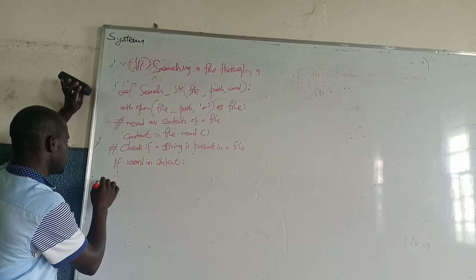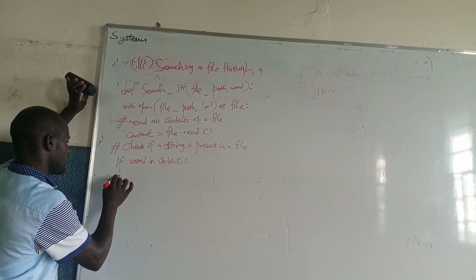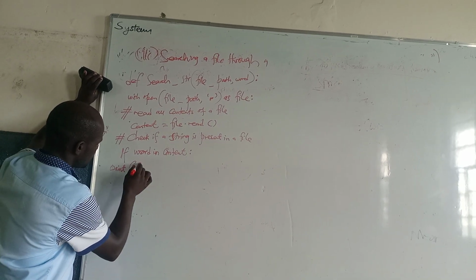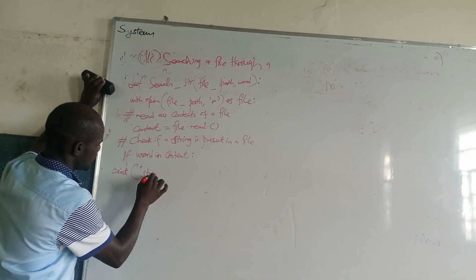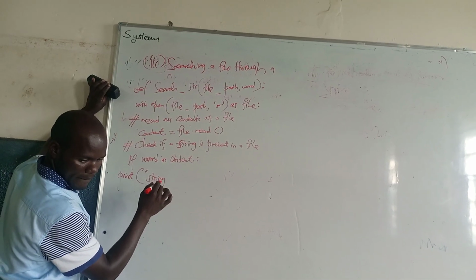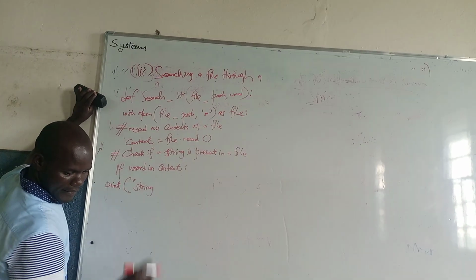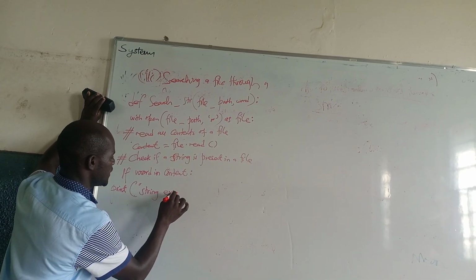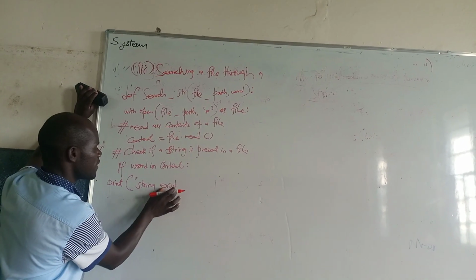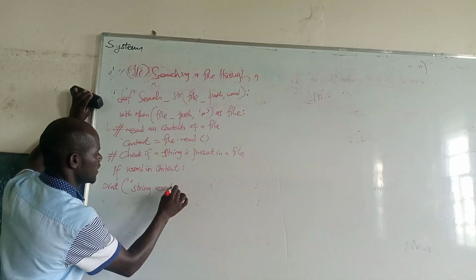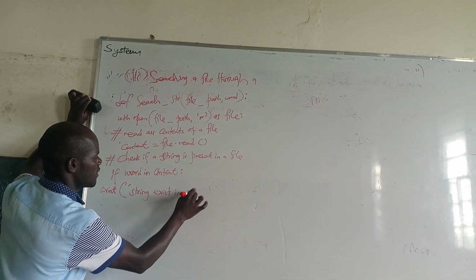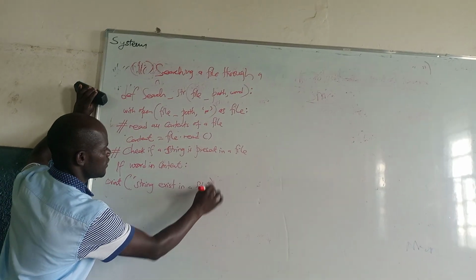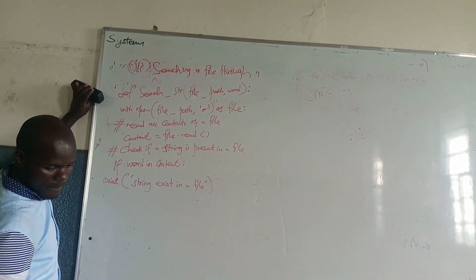Then on the new line you will say print. It says string exists in a file. Is this the spelling of exist? Yes. Exist in a file. You close the quotes, then you close the bracket.